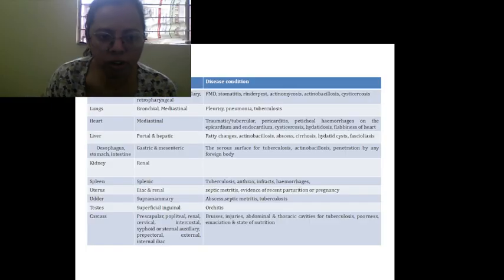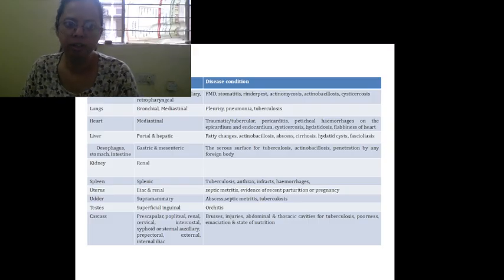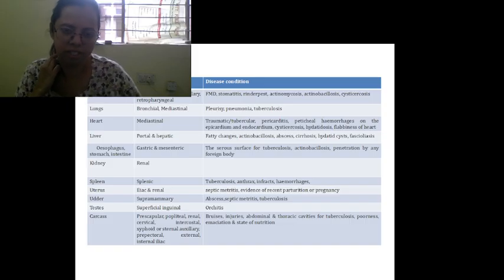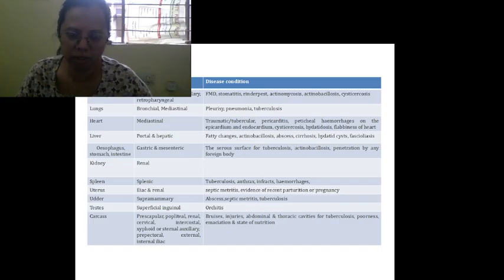So these are the main lymph nodes that we study during the ante-mortem and post-mortem examination of an animal. First we have the parotid, submaxillary, retropharyngeal. And the disease conditions are FMD, stomatitis, rinderpest, actinomycosis, actinobacillosis, cysticercosis. So you can see these disease conditions in the lymph nodes; if there is an aberration in these lymph nodes, these are the disease conditions.